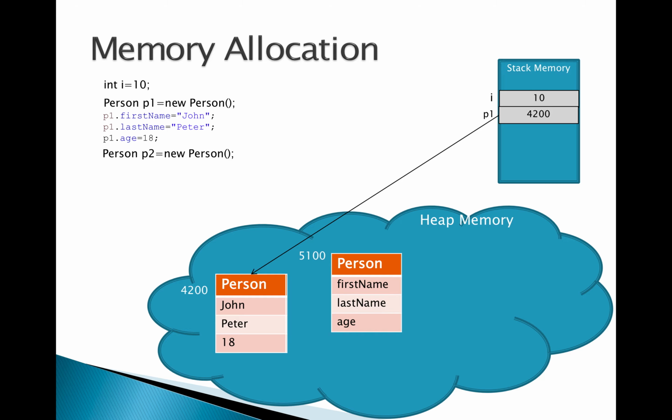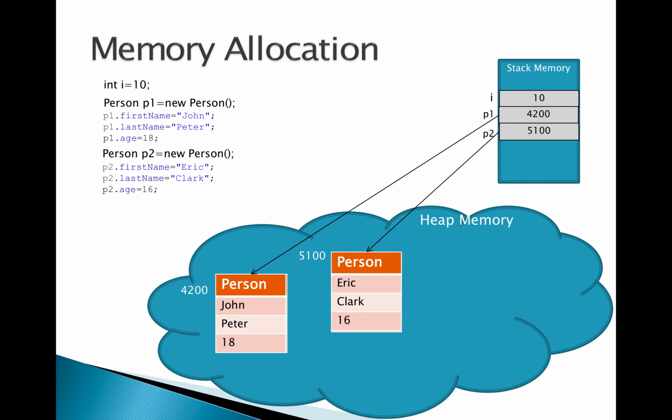for holding this person object. Now if you access with the handle p2, you have a reference for p2 which is going to be storing 5100, and if I say p2.firstName = Eric, it is not going to update the 4200 location, but it is going to update the 5100 location because we are accessing with the p2 handle.